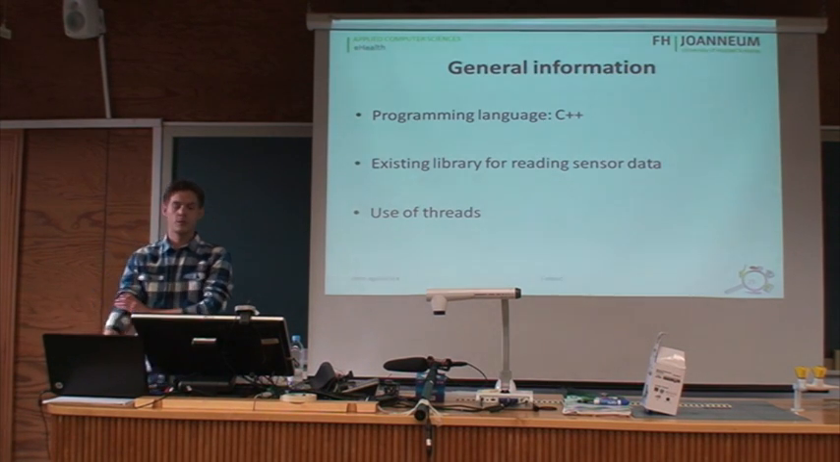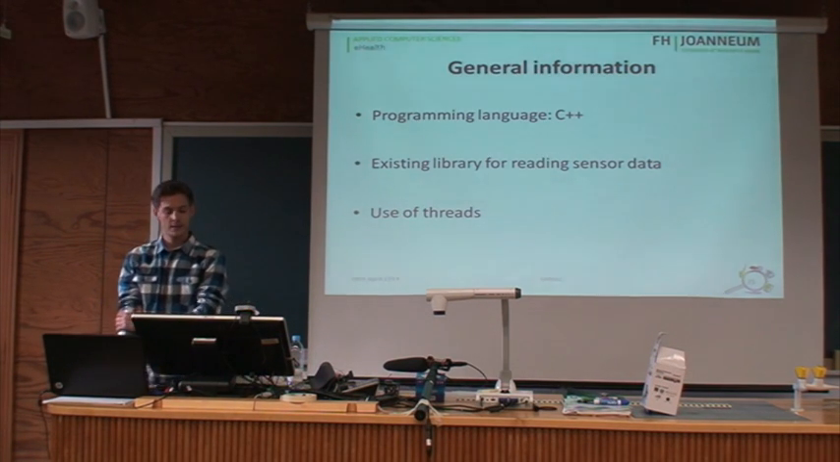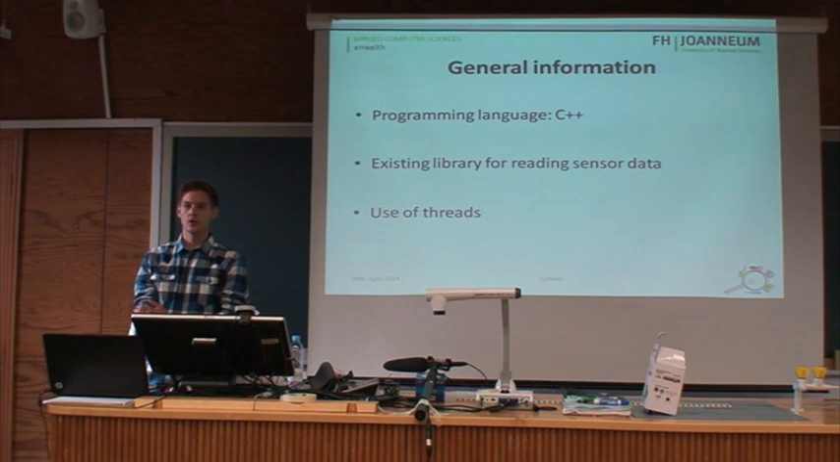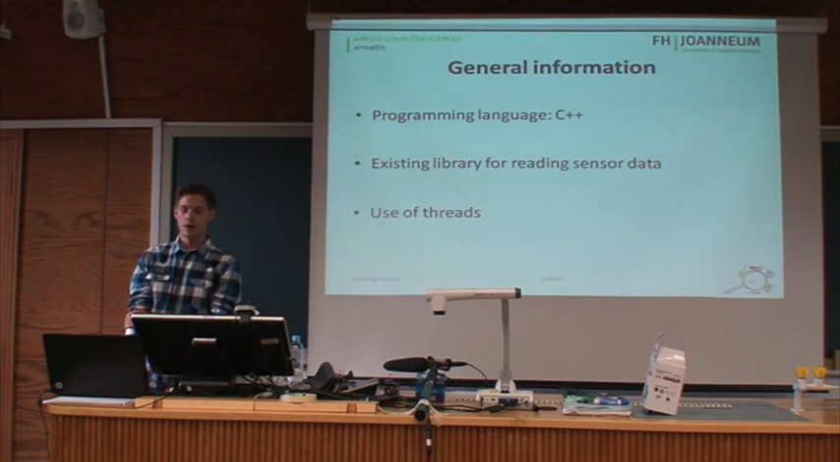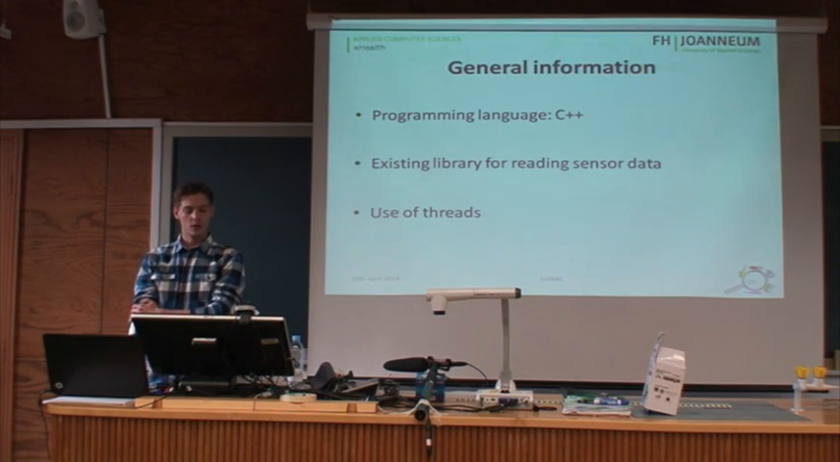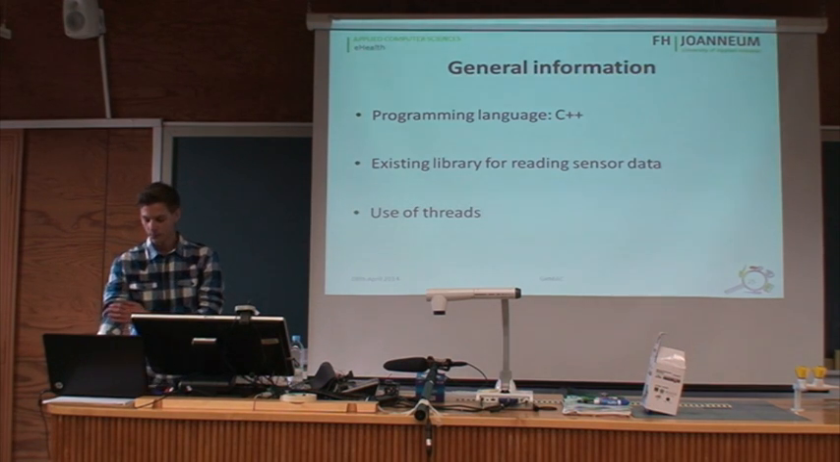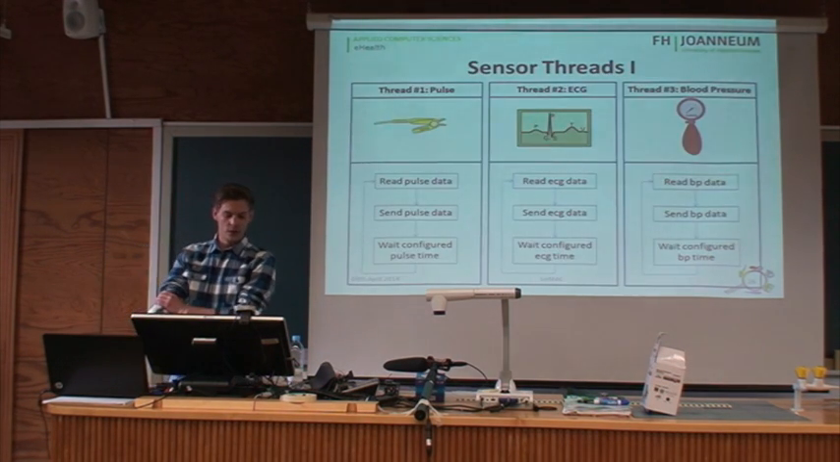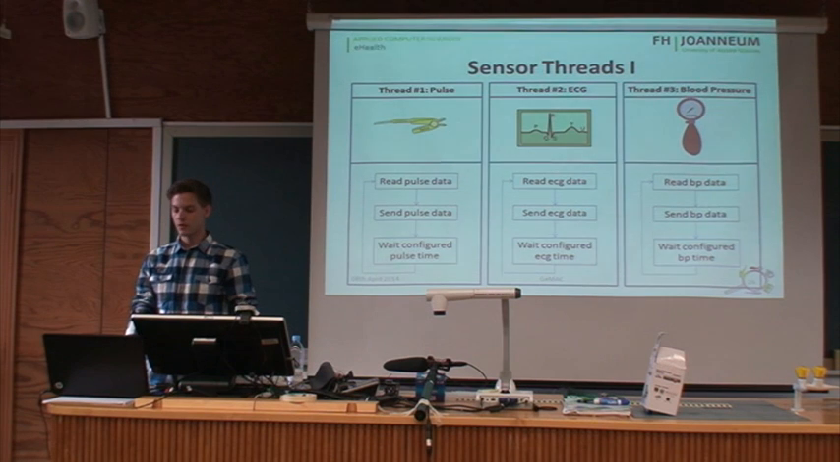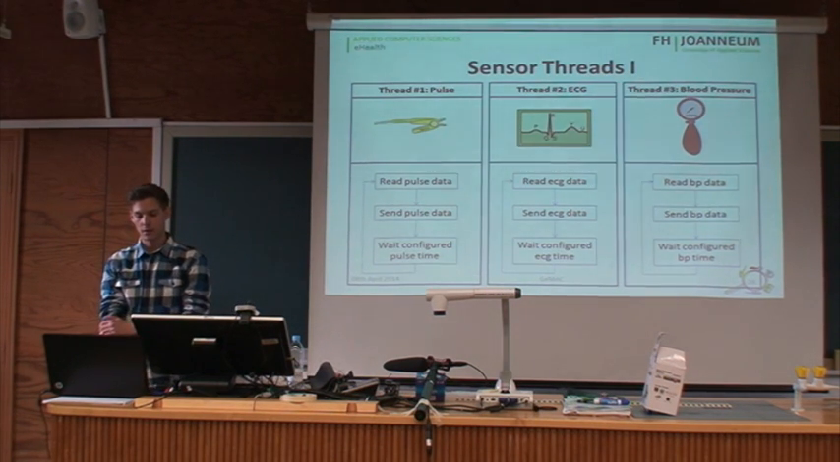All of our software on the Raspberry Pi is written in C++, and all the functions which are needed to read the data of the sensors have been provided by Cooking Hacks in kind of a library. As we want to use our sensors simultaneously, we have to use different threads. Each thread is responsible for one sensor. And here you can see some examples of our threads, for example, the pulse sensor thread or the ECG thread.